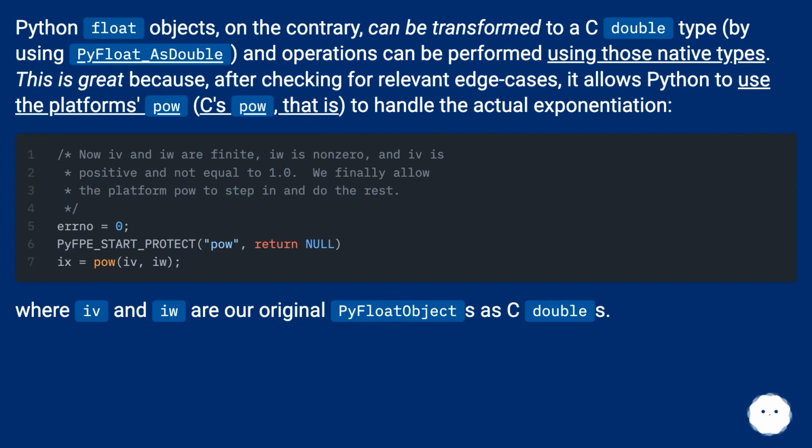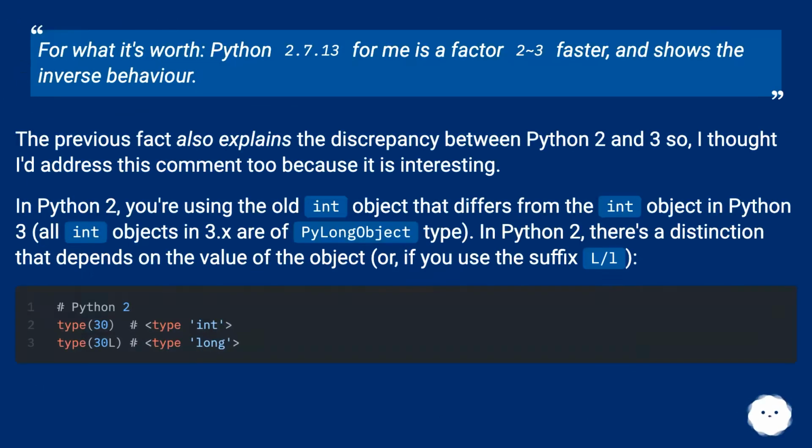Whereas I and our original PyFloat objects are handled as C doubles. For what it's worth, Python 2.7.13 for me is a factor of about 2~3 faster, and shows the inverse behavior. The previous fact also explains the discrepancy between Python 2 and 3, so I thought I'd address this comment too because it is interesting.